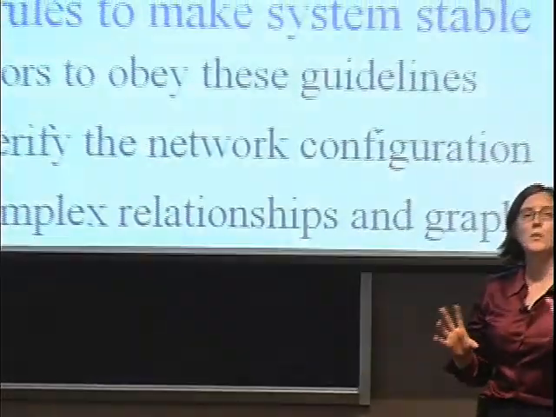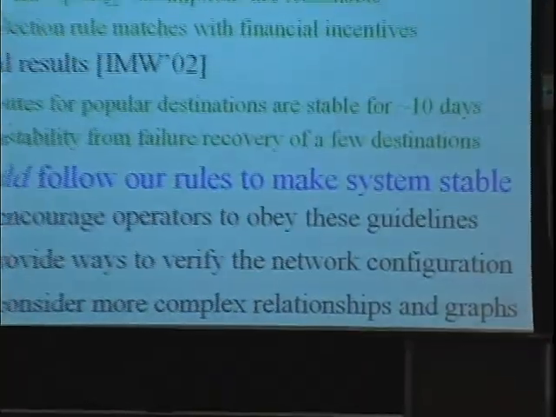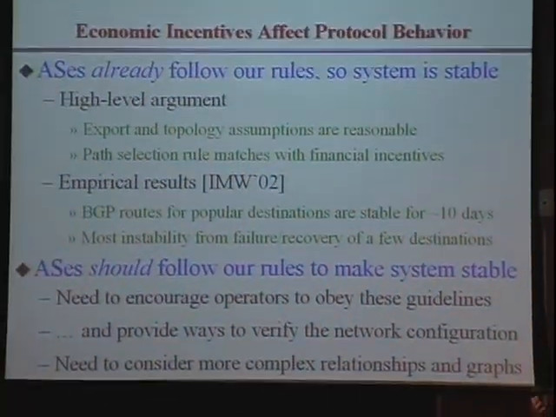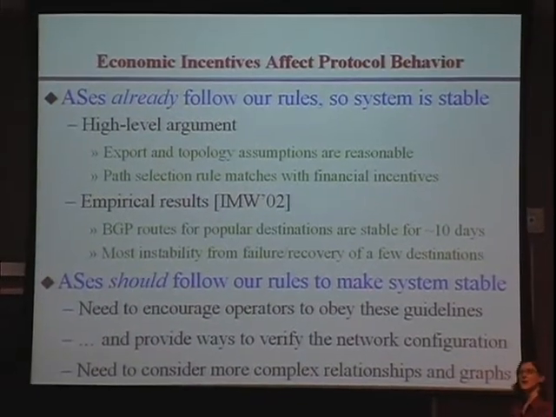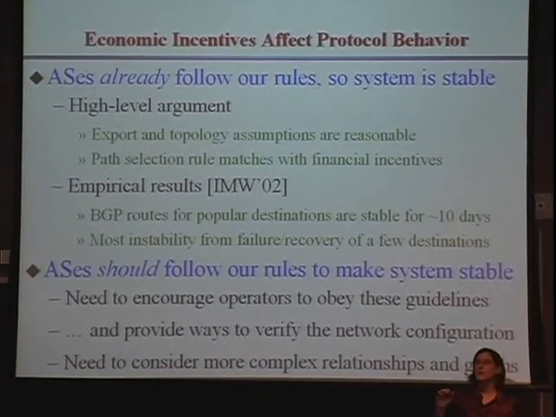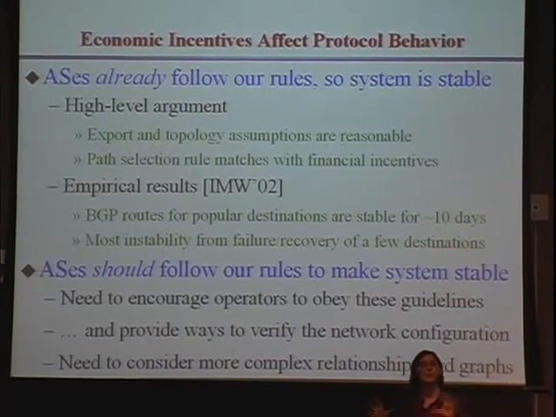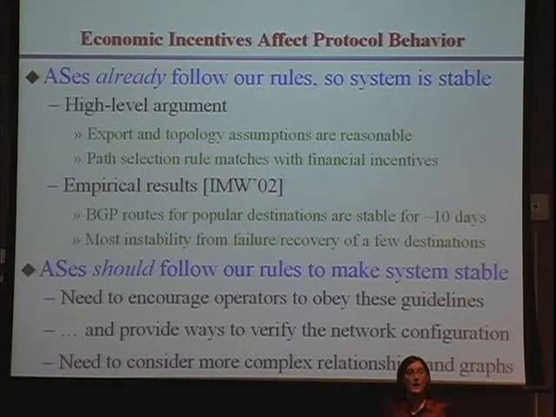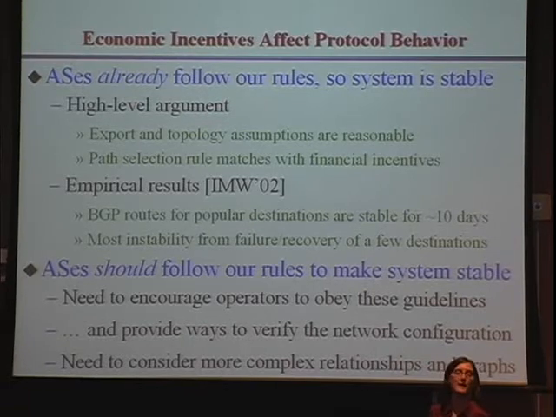So what's the right way to interpret this result? I think there are two ways to interpret what I've just been saying the past few minutes. One is, well, this is just descriptive. This is explaining why the internet doesn't oscillate. In other words, people do already follow the guidelines, assumptions, rules, whatever you want to call it, that I proposed, because they are consistent with their own economic incentives.